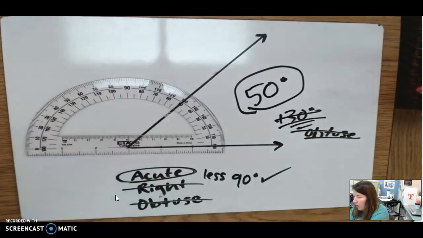All right, so always think, is it reasonable? Does it match what I know about angles? All right, so we're going to practice some of these. Good luck. Please let me or Mr. Johnson know if you guys have any questions.